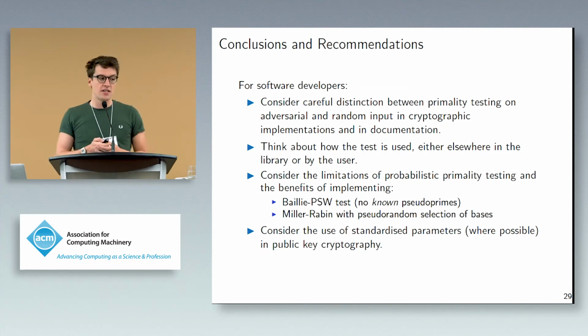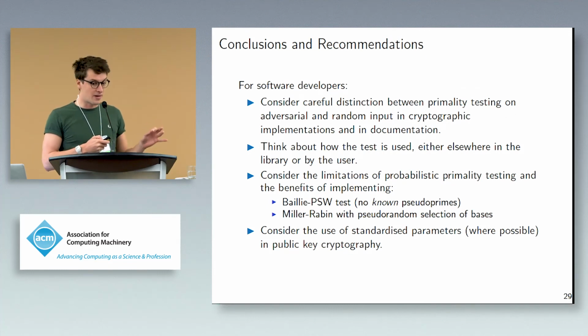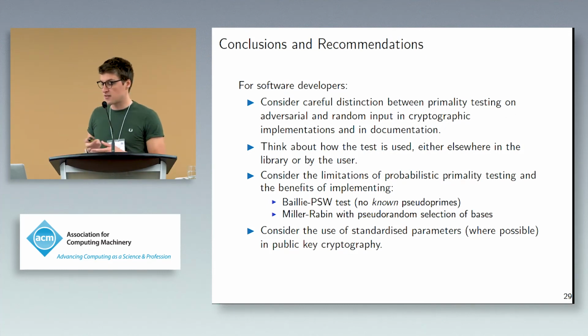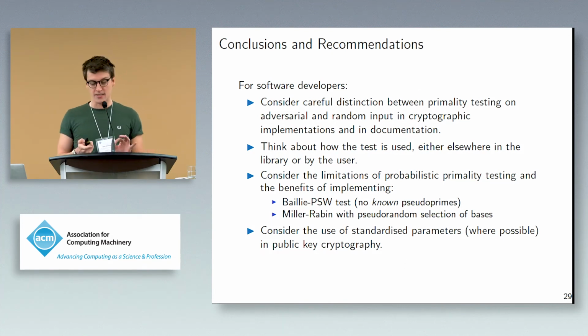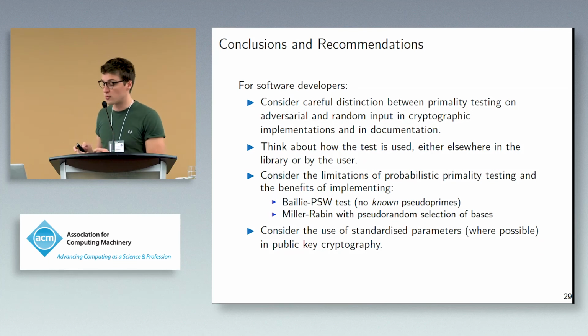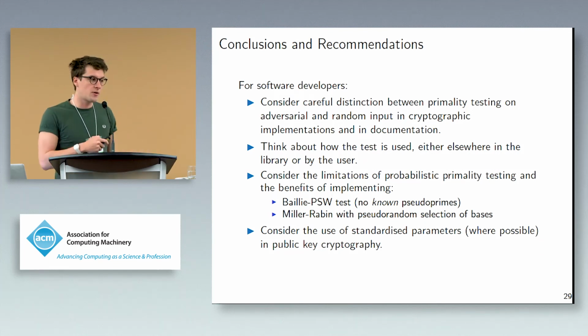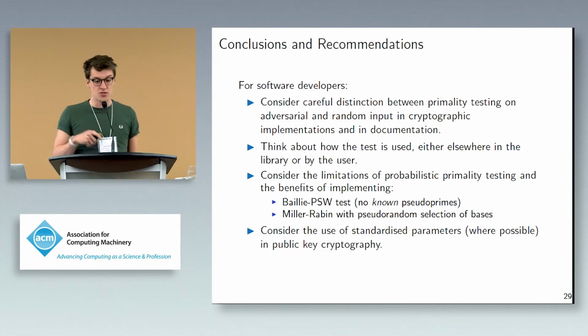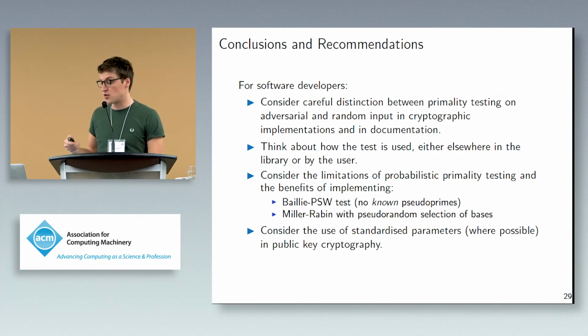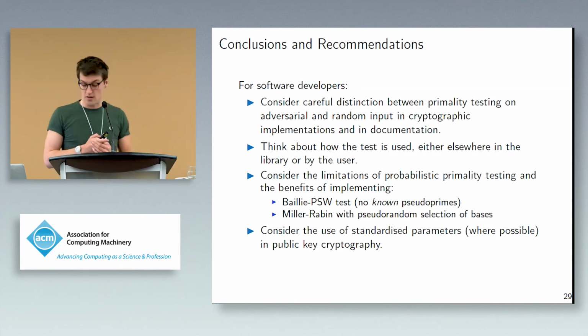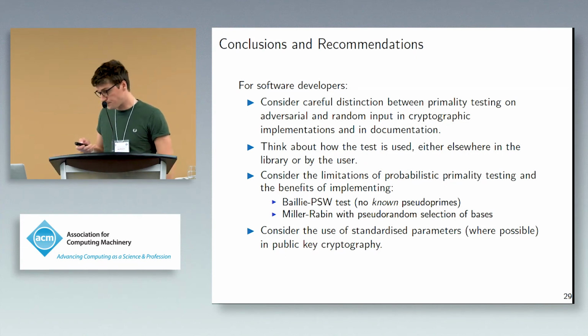We can ask them to consider the limitations of probabilistic primality testing and the benefits of implementing the Baillie-PSW test, another probabilistic test, which is a Miller-Rabin, and another test for which there are no known pseudoprimes. Also, if they want to keep their code base down, then perhaps just to implement Miller-Rabin with a pseudo-random selection of bases. We also ask that they consider the use of standardized parameters wherever possible in public key cryptography.